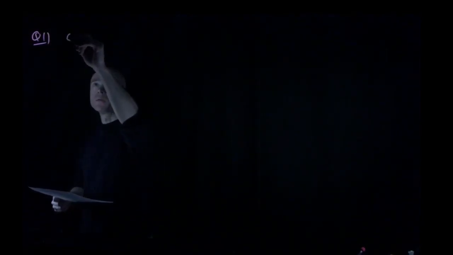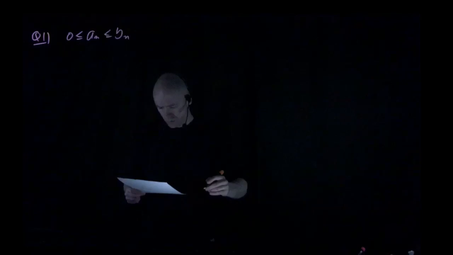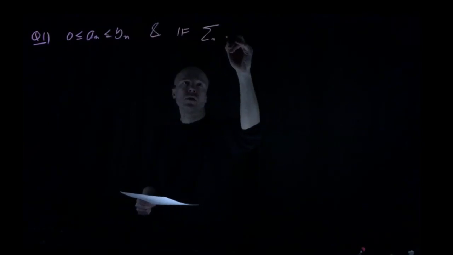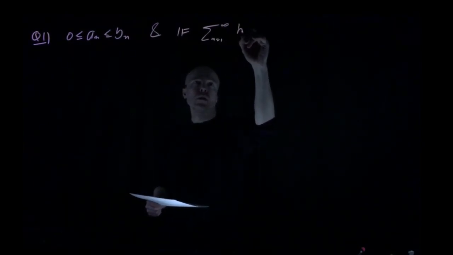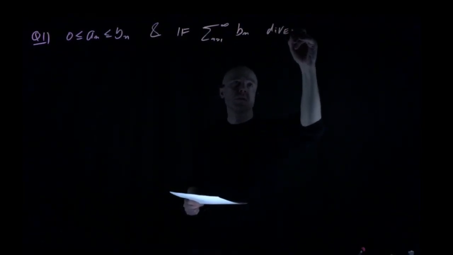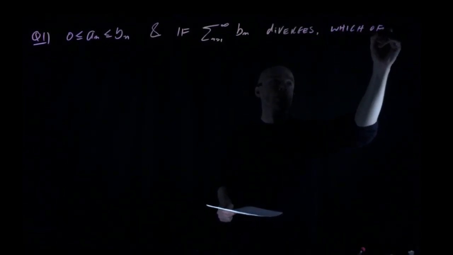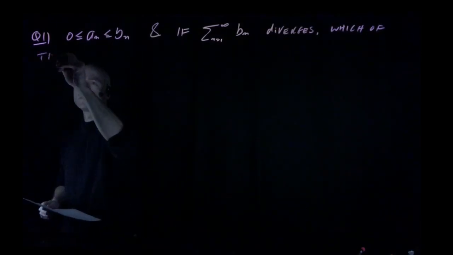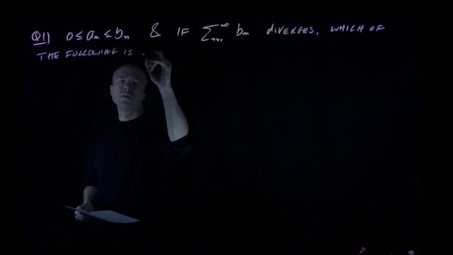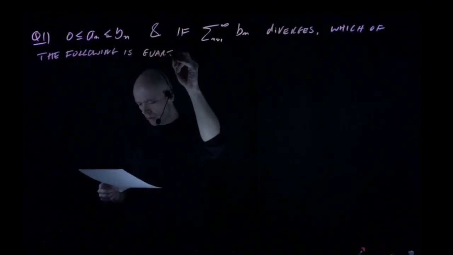We have sequences an and bn, and if we know that the sum from n equals 1 to infinity of bn diverges, which of the following is guaranteed to be true? I need to look up how to spell guaranteed.